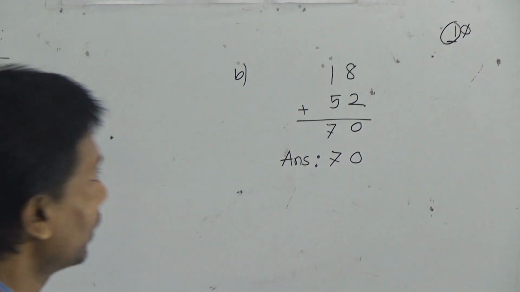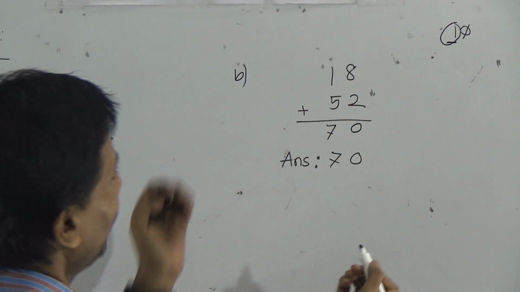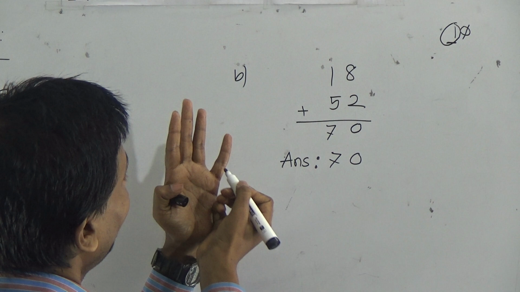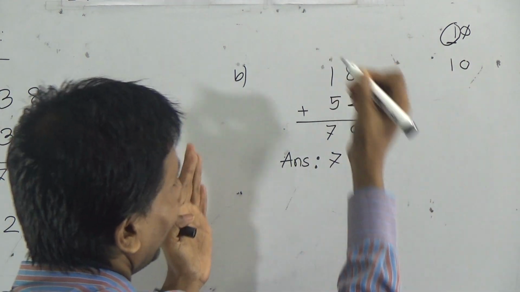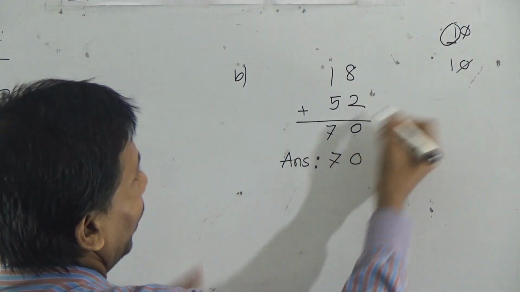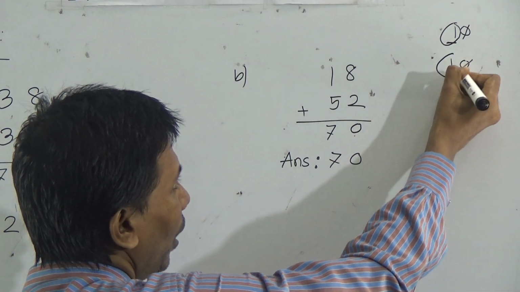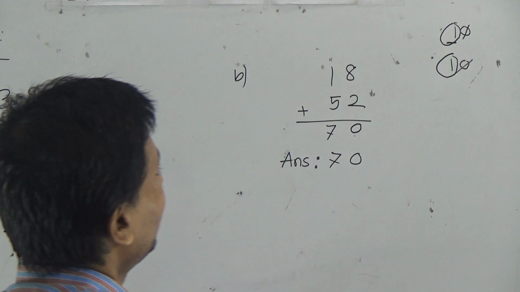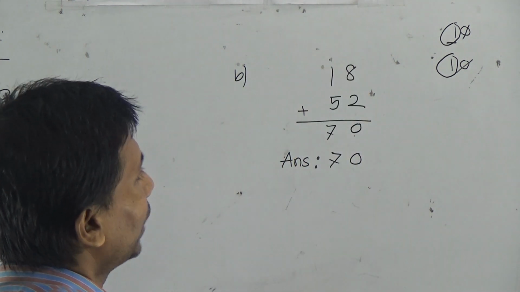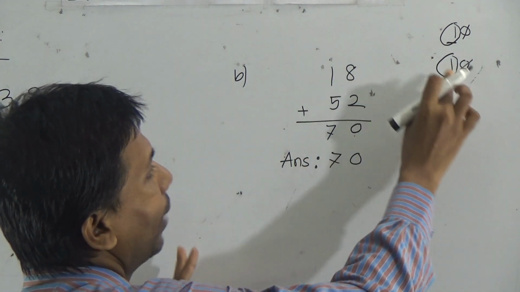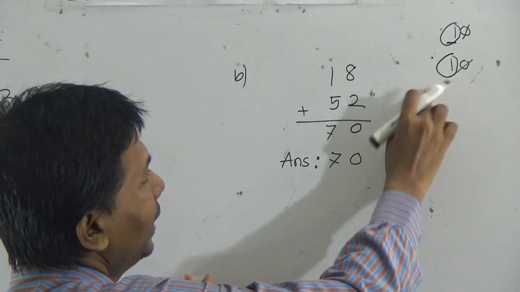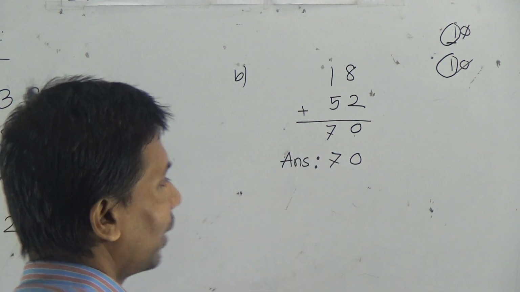Dear student, you see 8 plus 2. I repeat again, 8, 9, 10. That means this is 10. You put this 0 here and you have 1 in your hand. Now count 5 plus 1. You know 5 plus 1 means 6. And you have 1 in your hand. That means 6 plus 1, 7.